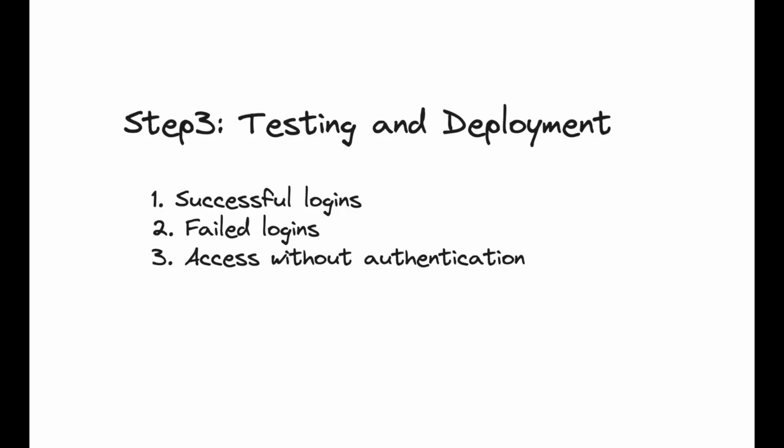Step 3. Testing and deployment. Once you have implemented the authentication, test it thoroughly. Try scenarios such as successful logins, failed logins, and access without authentication. After testing, you can deploy your application. If you're deploying to production, make sure to update your GitHub application settings to reflect the new callback URL.